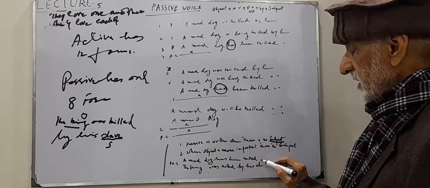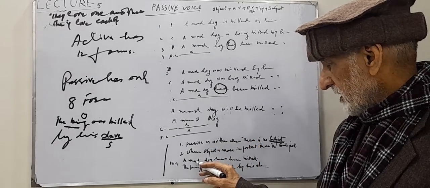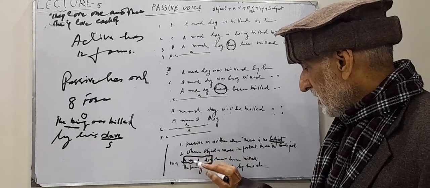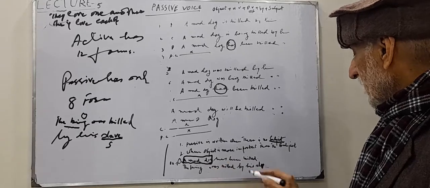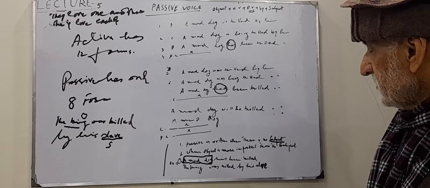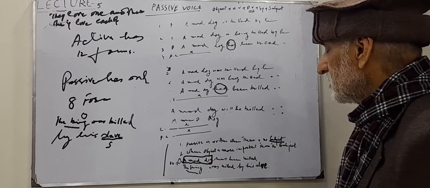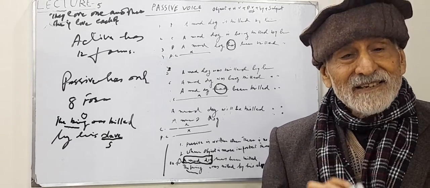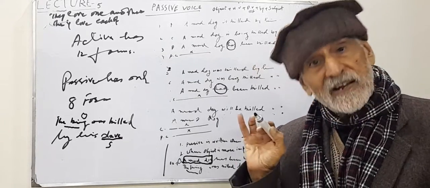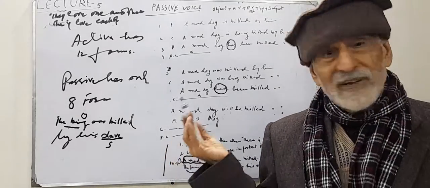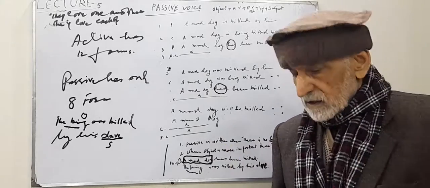A mad dog has been killed. There is no subject. We have to start the sentence with an object. A mad dog is an object. The king was killed by his slave. King is more important, so he takes the place of slave. Slave was the subject. The slave killed the king. But we are writing the king was killed by slave. We could write it in active voice, but we didn't, because king is more important than his slave. Okay, this much for today.